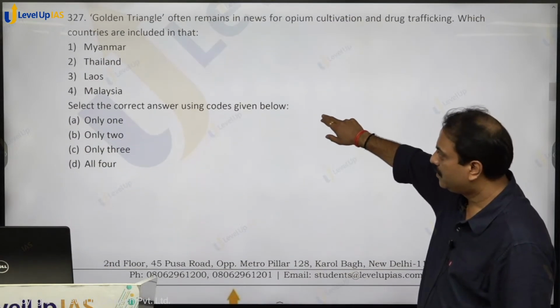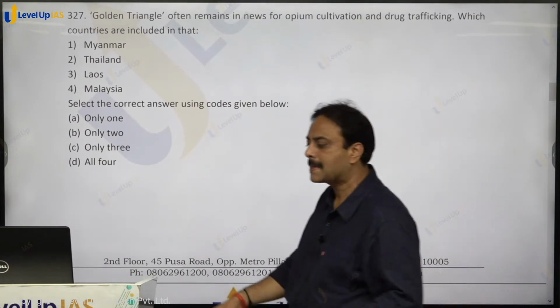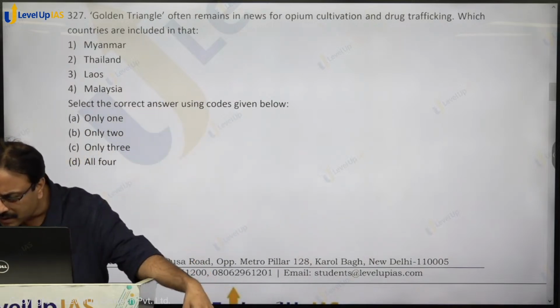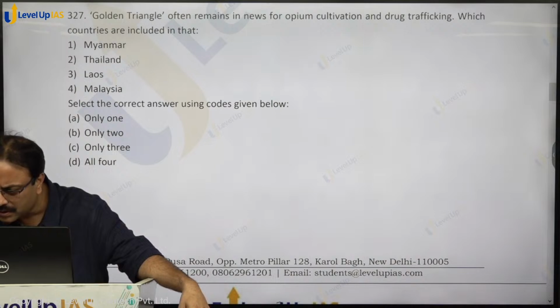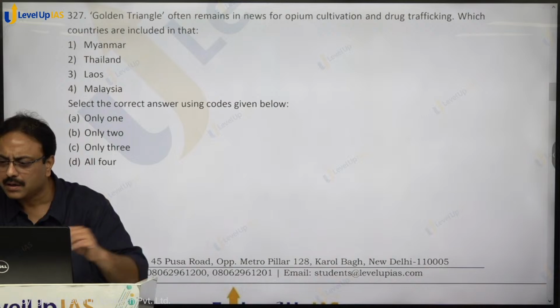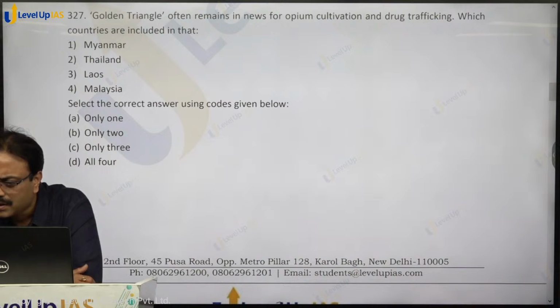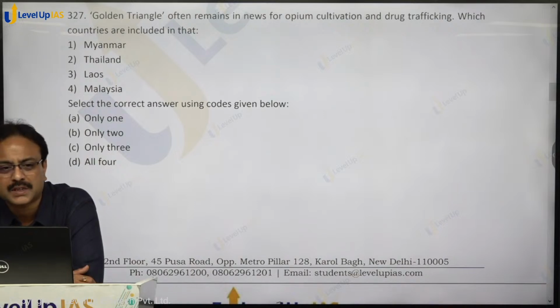Golden Triangle. Heard about Golden Triangle? Madeira is from south, okay, correct. Yes, okay. Macapa, okay. Belém COP30, yes, COP30 is going to be scheduled at Belém.